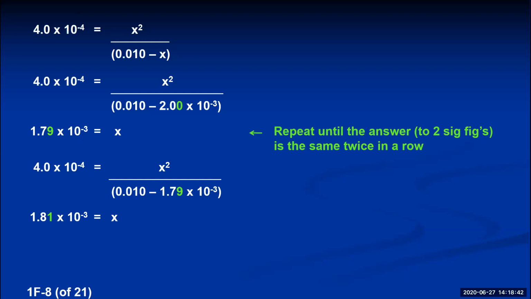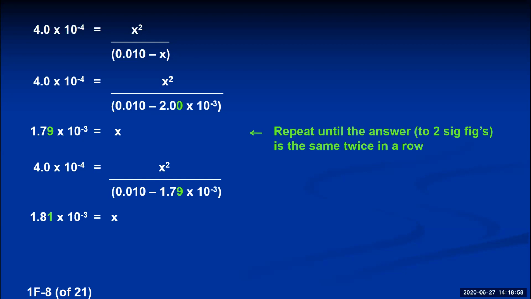So I've now got the same answer twice in a row. They're both 1.8 times 10 to the minus third. So when you get the same answer twice in a row, you're done. You've actually achieved the two significant figure answer you would have gotten if you would have done the quadratic equation.